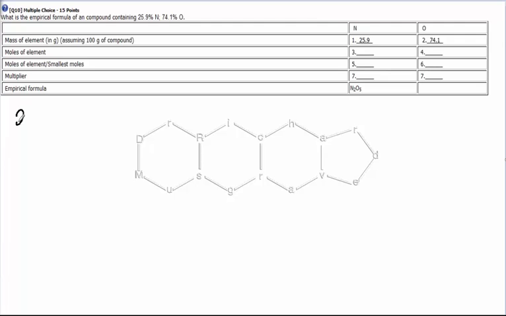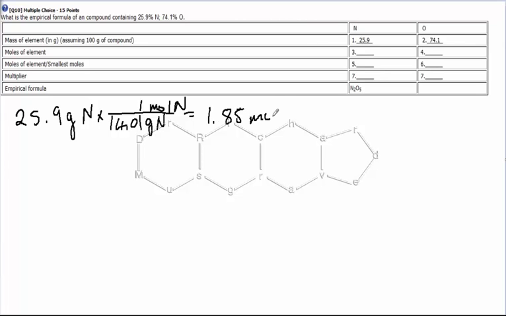So the first thing we do, we will figure out moles for each of these. 25.9 grams of N times, we'll have grams of N on the bottom, moles of N on top. 1 mole of N is 14.01 grams of N. Again, we just get that from the periodic chart. This comes out to be 1.85 moles of nitrogen.